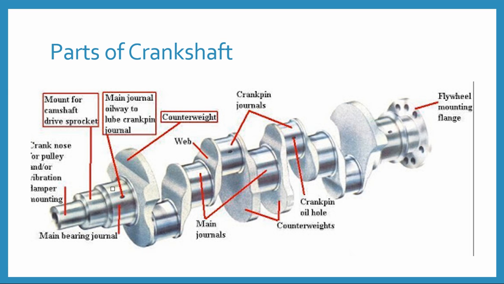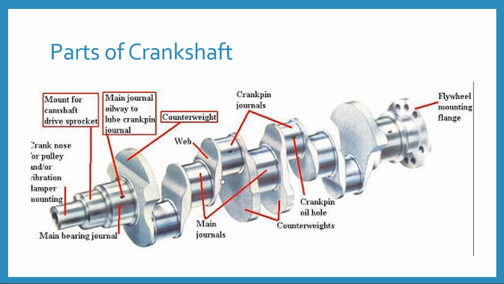This one is called a main journal, and here small holes are available. So this is called the main journal oil way to lube the crank pin journal. These oil holes are basically inclined, and they are connected with the crank pins. Now coming to the next part, this one is called the counterweight section. Here is called the web.